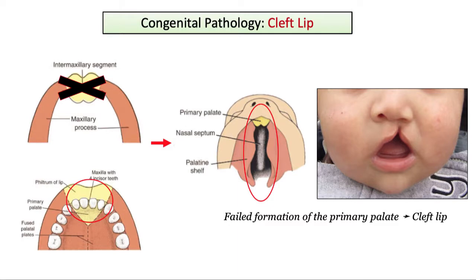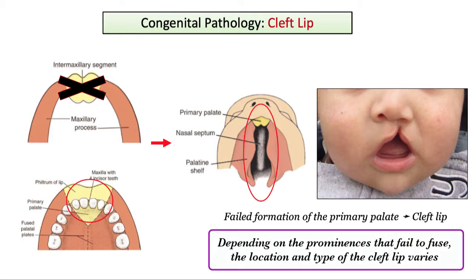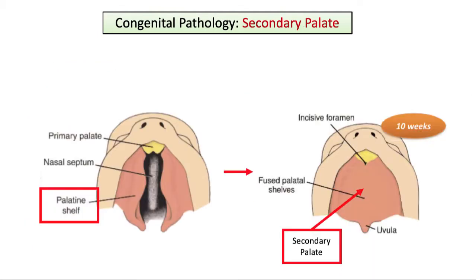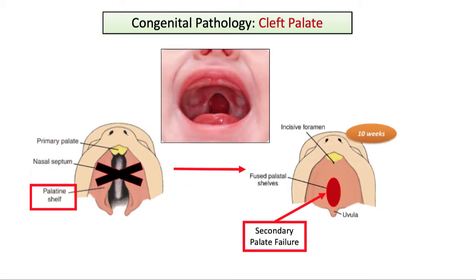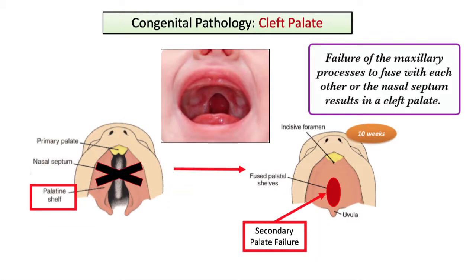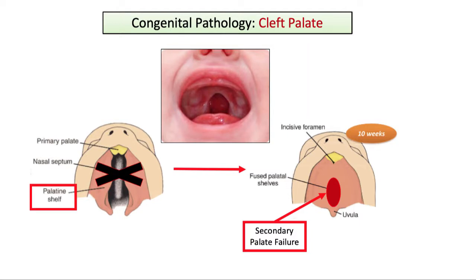An error in formation of the primary palate, marked by failure to fuse the medial nasal prominences with the lateral maxillary prominence, results in a lateral cleft lip. Depending on the prominences that fail to fuse, the location and type of the cleft lip varies. The secondary palate is formed when the palatine shelves, which also form from the maxillary prominences, fuse with each other and with the nasal septum. An error in formation of the secondary palate, that is, a failure of the maxillary processes to fuse with each other or the nasal septum, results in a cleft palate. Depending on where the fusion fails, the type of cleft palate can vary.